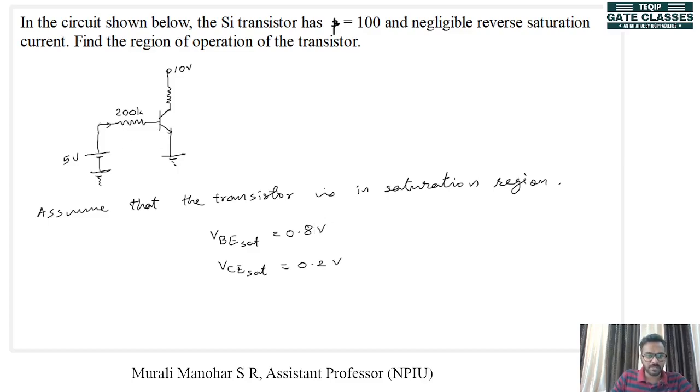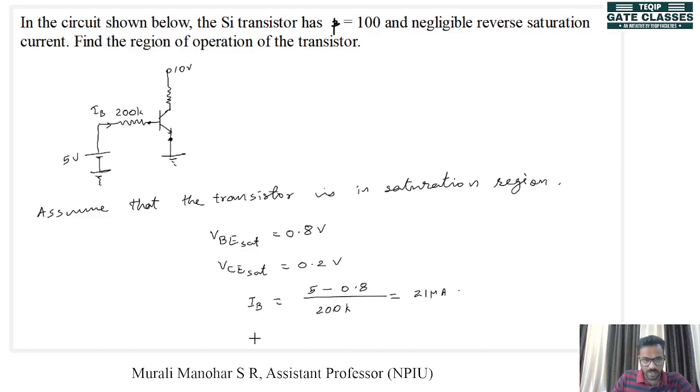Okay, now we can find out the value of IB. IB is given by 5 minus VBE sat, because that is the voltage across these 2 points, and emitter voltage is now 0. 5 minus 0.8 divided by the resistance, which is 200 K. Now this will give you IB. And what is the value of IB? This will be 21 microampere.